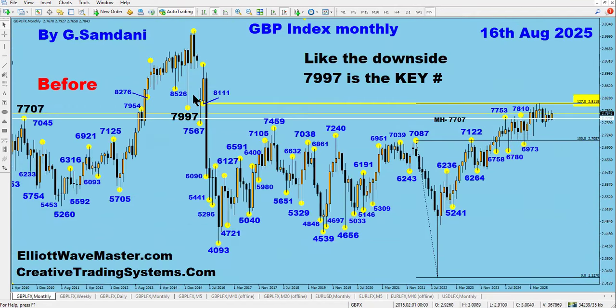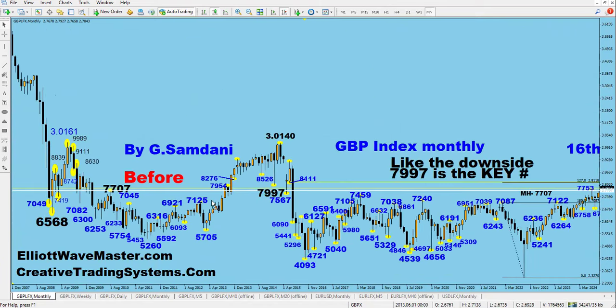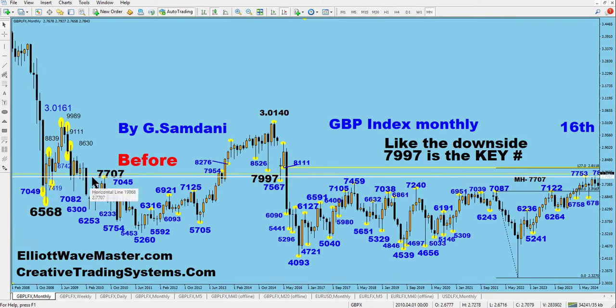So we are dealing with this number here, and no guarantee that it's not going to go to the upside. Yes, extension is 127, but it can easily go to 161. Who's going to stop it, right? So this is the number here, and this is the number here.